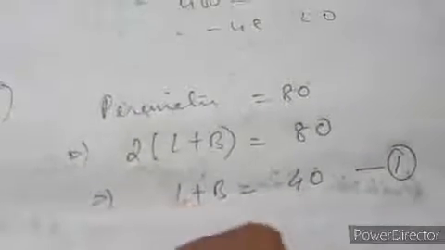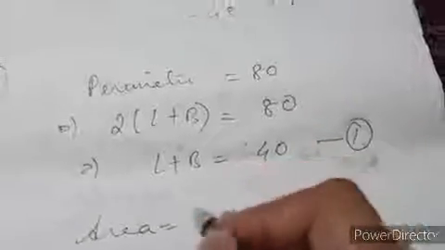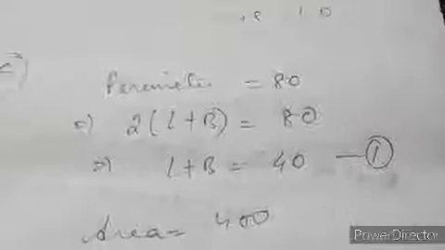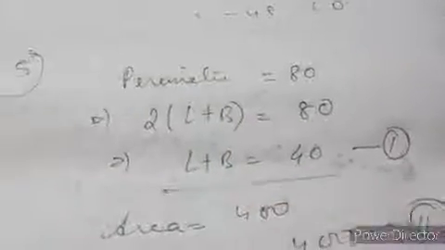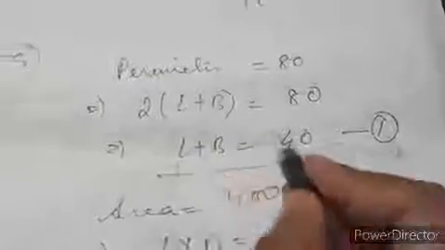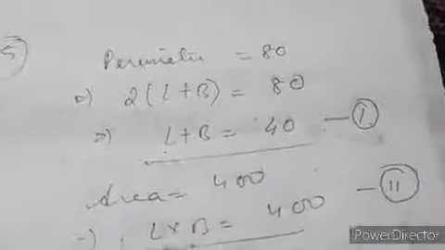Okay, and area is given. Now I'm not taking any variable, simply what is the condition given, I'm simply taking this. And area, we know that length into breadth equals to 400, which is given. So I'm marking this. Now I can take, let the length be x.